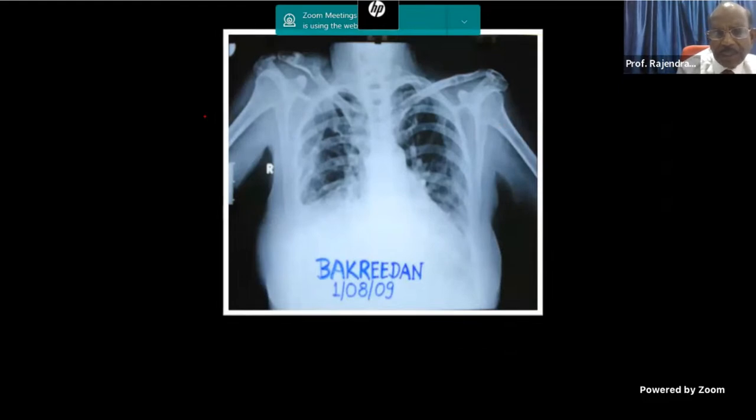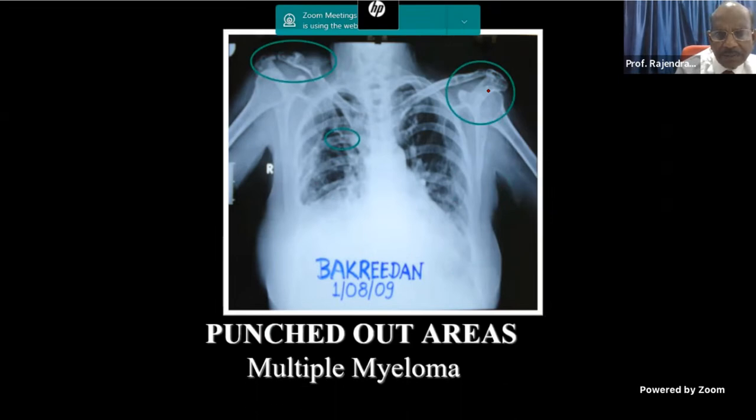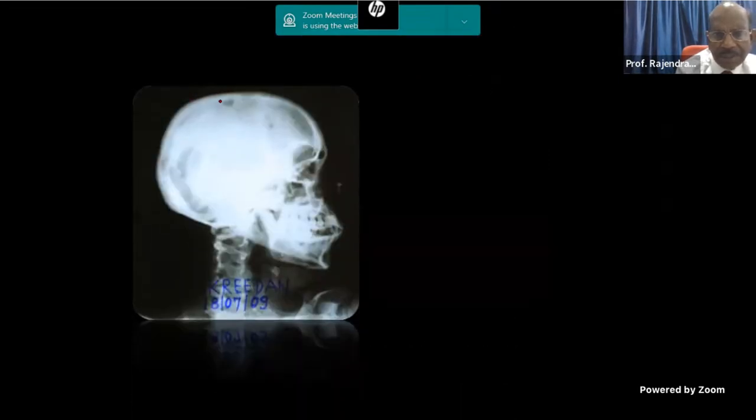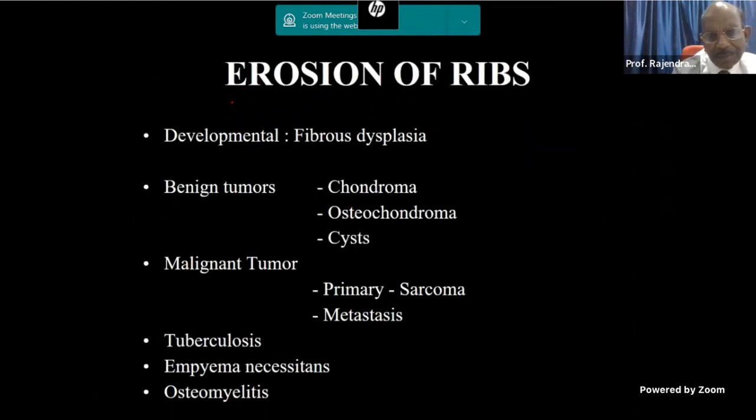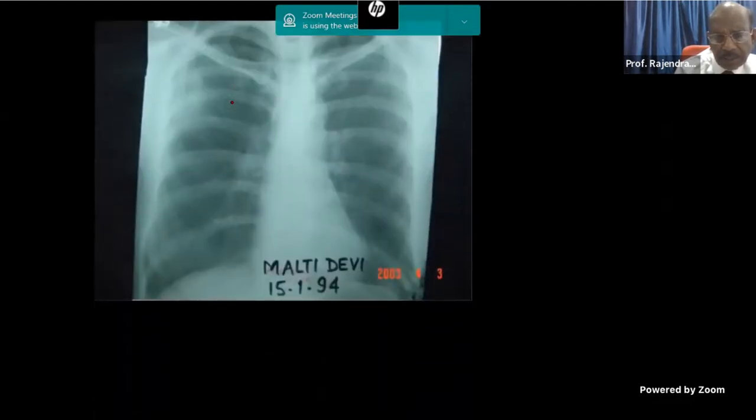Another, when you read bony case, you find there's a lot of punched out areas in clavicle, in some of the ribs, even humerus. So, these things are there. And it was finally diagnosed as case of, you know, in the skull, there's a punch out area. This is very typical X-ray of multiple myeloma. Then there might be erosion of the ribs. You have to detect it. If you don't see carefully, you may not be able to detect it. Erosion has multiple causes, but it could have one of the differential diagnoses as malignancy also, but it may happen in tuberculosis also, rarely. So that you have to take care of.